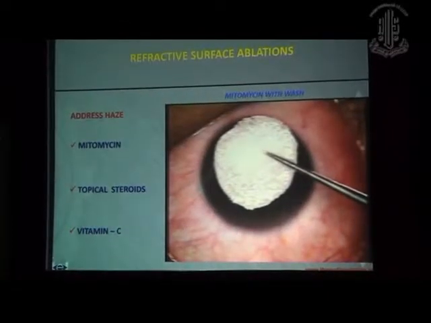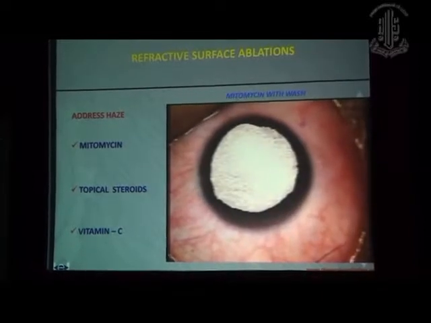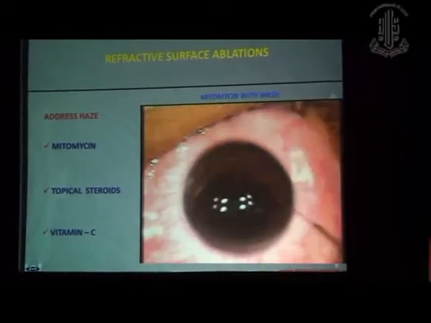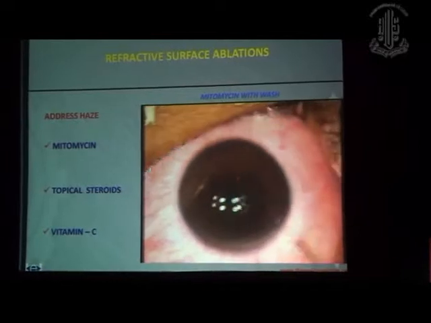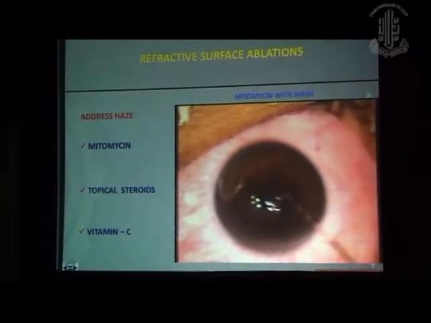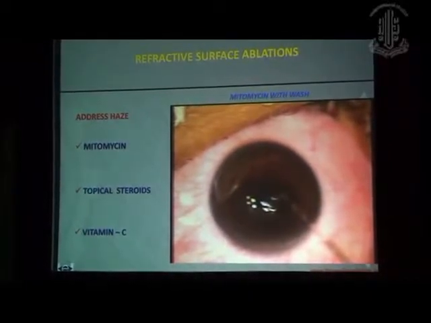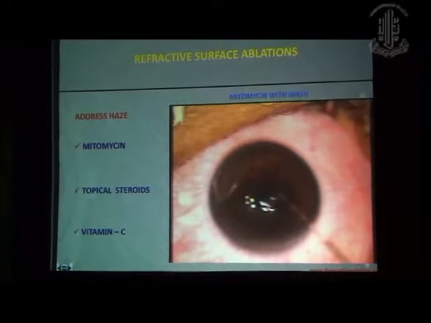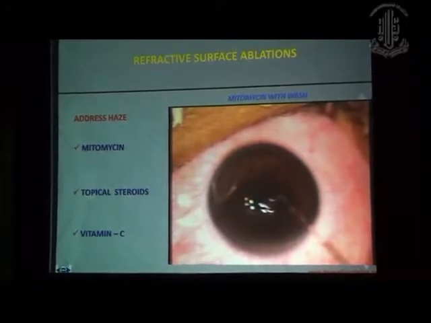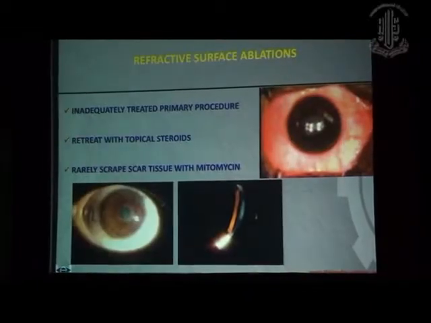Again, to address haze, as I earlier suggested, after doing the ablation you place mitomycin C, soaked in a pledget, at 0.02% for 30 seconds and then copiously wash it off and keep them on topical steroid drops in a tapered regime for 3 months. We start at 6 times a day and taper to twice a day over 2 months, and keep vitamin C, which is an antioxidant, on a BD dosage for 6 weeks. And I've never had a single situation of haze in any of my operated patients.